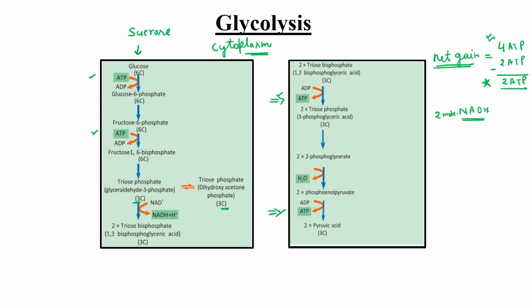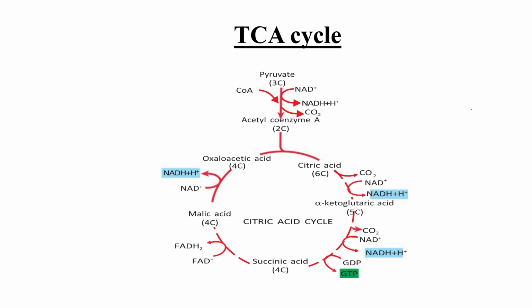Now, 2 molecules of pyruvate. This is the last product of glycolysis. 2 molecules of pyruvate. What is the fate of pyruvate? It may convert into alcohol.